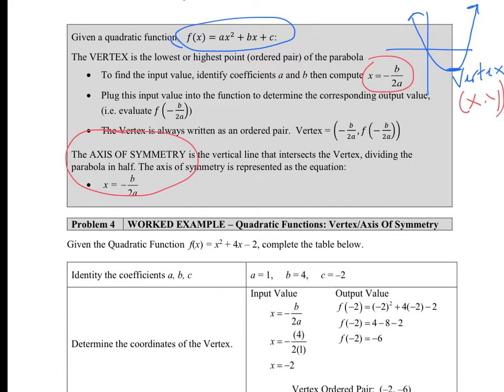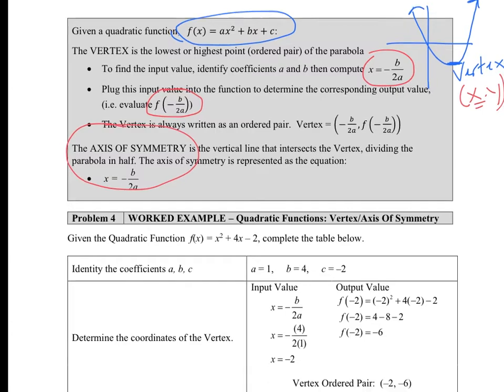If I know b and a from that quadratic, and I do the opposite of b over 2a, that gives me the x part of my vertex. And then we know if we have one part of a point and we have a model to plug into, we can plug in to find the other part. Once I find the x part, I find f of that value using my function, and that will get me the rest of my vertex.